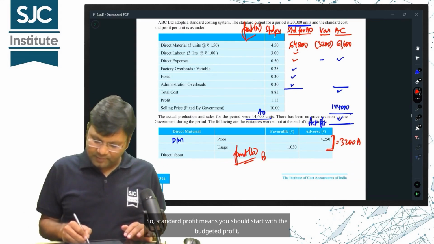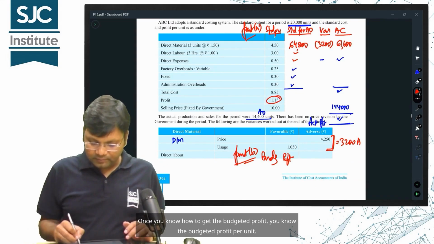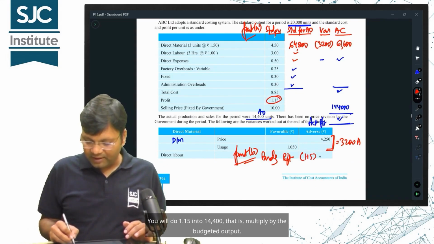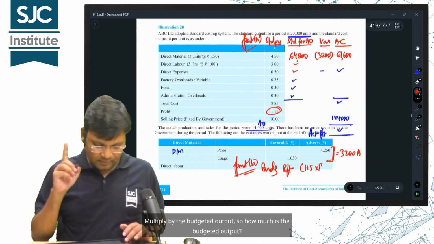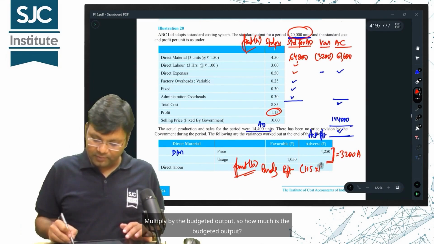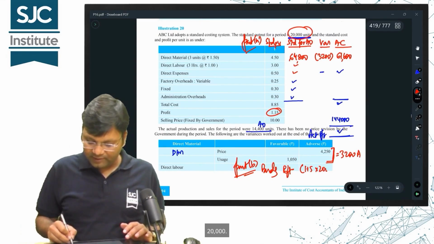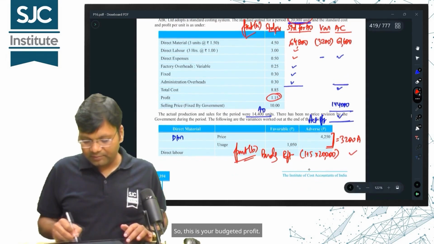So, standard profit means you should start with the budgeted profit. You know the budgeted profit per unit. You will multiply 1.15 by the budgeted output. How much is the budgeted output? 20,000, so 1.15 into 20,000. So, this is your budgeted profit.